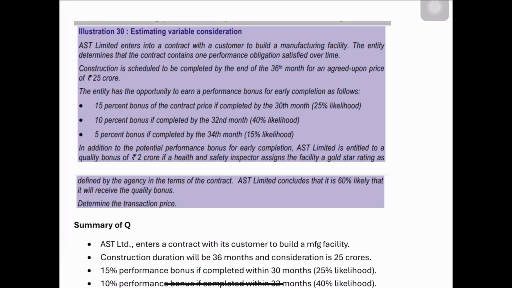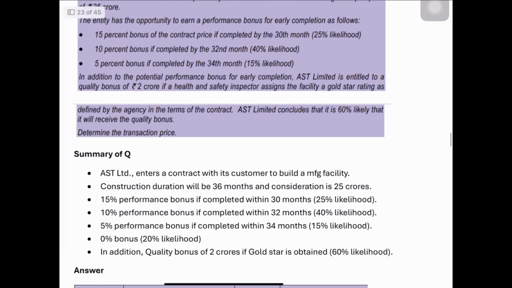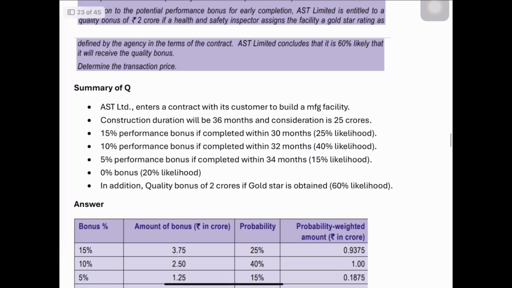Please go through the next illustration, 30. Here the summary of the question is, AST Limited enters into a contract with its customer to build a manufacturing facility. The construction duration is 36 months and the consideration is 25 crores.